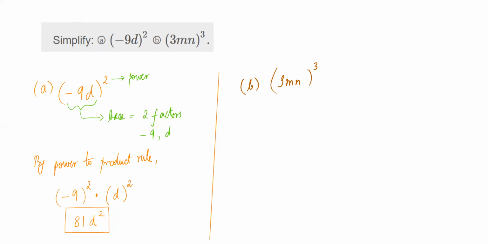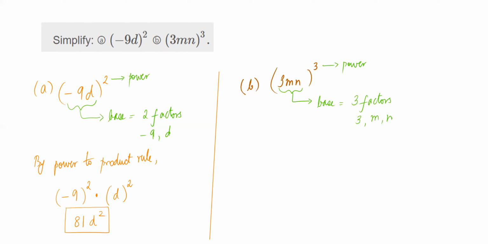So once again, let's examine what the power is. The power is 3. And the base is all grouped together by the parentheses. So your base is the 3mn. So see how many factors you have. The base has 3 factors: 3, the m, and the n. These are the 3 factors, right?